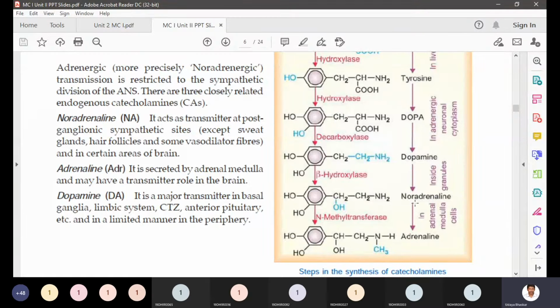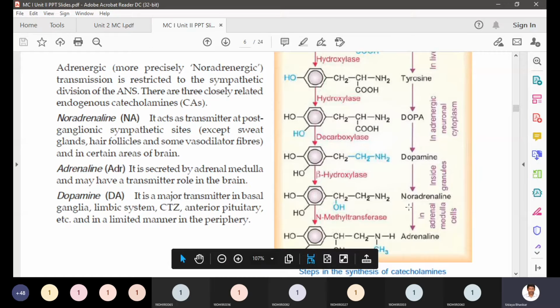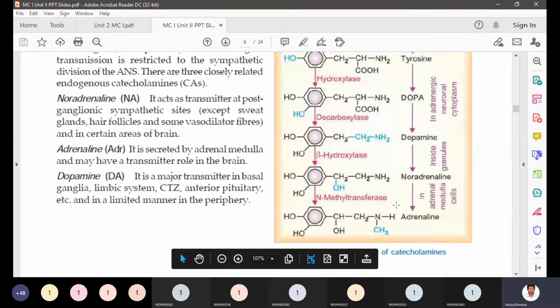So there is another compound called adrenaline. Compared with adrenaline, this compound lacks only one methyl group, so we call it noradrenaline. This will be acted upon by N-methyl transferase and we'll get a methyl group attached at the nitrogen of that amine. Then it is adrenaline. So this is the biosynthesis.